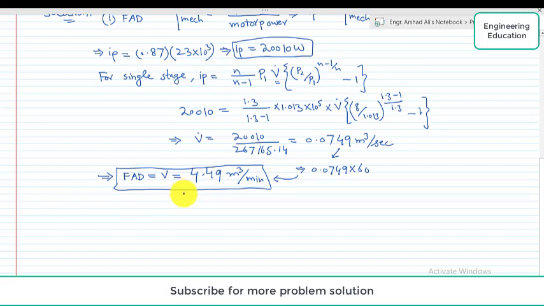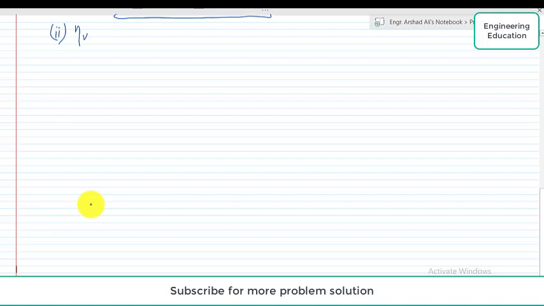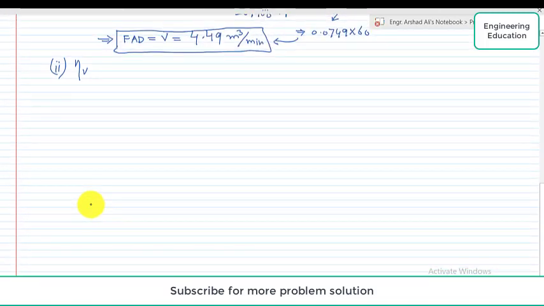Now in part 2 we have to find the volumetric efficiency. For that we have a general expression for volumetric efficiency, which is 1 minus Vc by Vs into (P2 by P1) power 1 over n, minus 1.